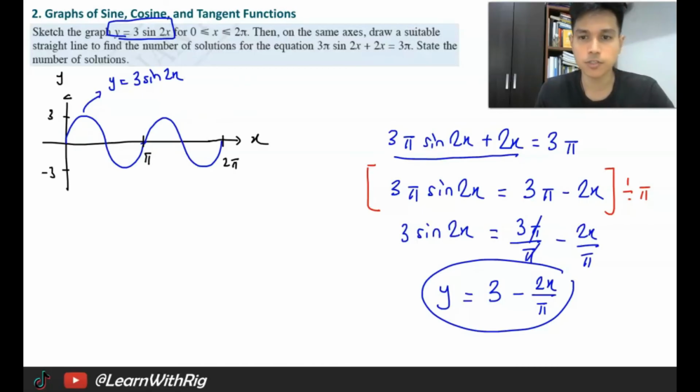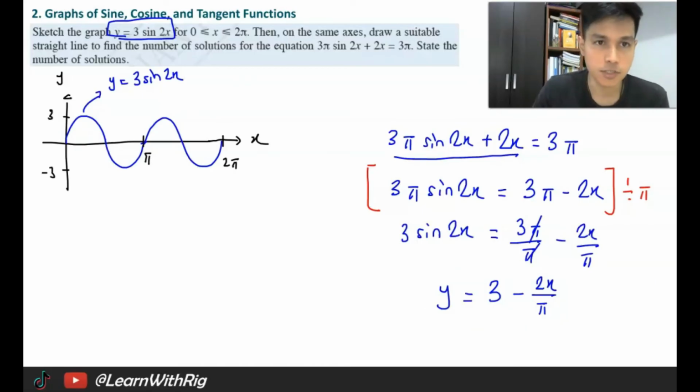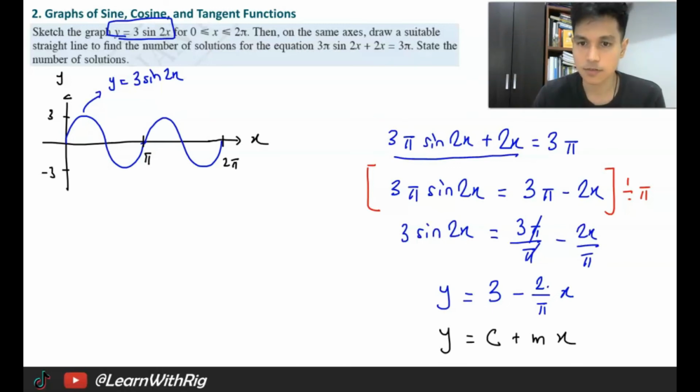Okay, so now question is, what kind of graph is this? So if you notice, this is actually a straight line graph. Remember, y equals to, here got one x, right? If I write the x down here, it becomes y equals to mx plus c. The c is in front. Okay, the c is 3, and then the x is here. The gradient is negative 2 over pi. So it's actually a straight line.